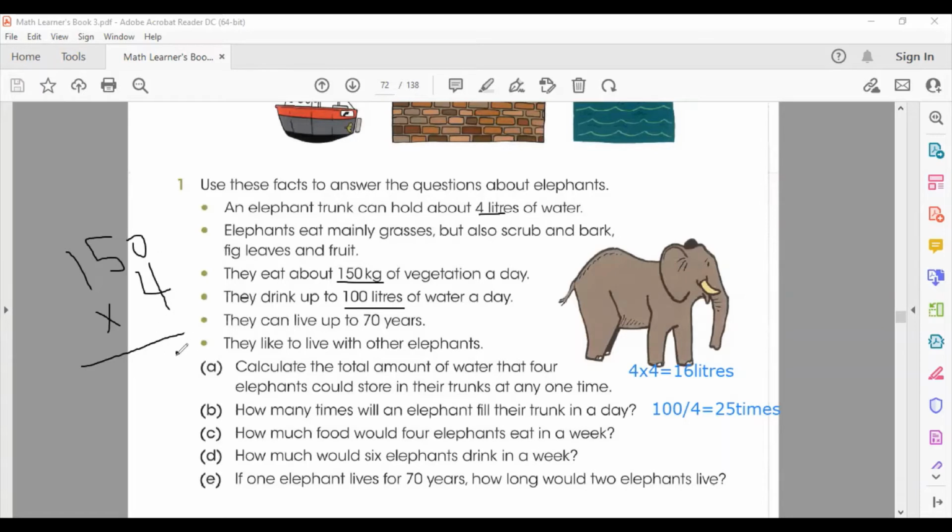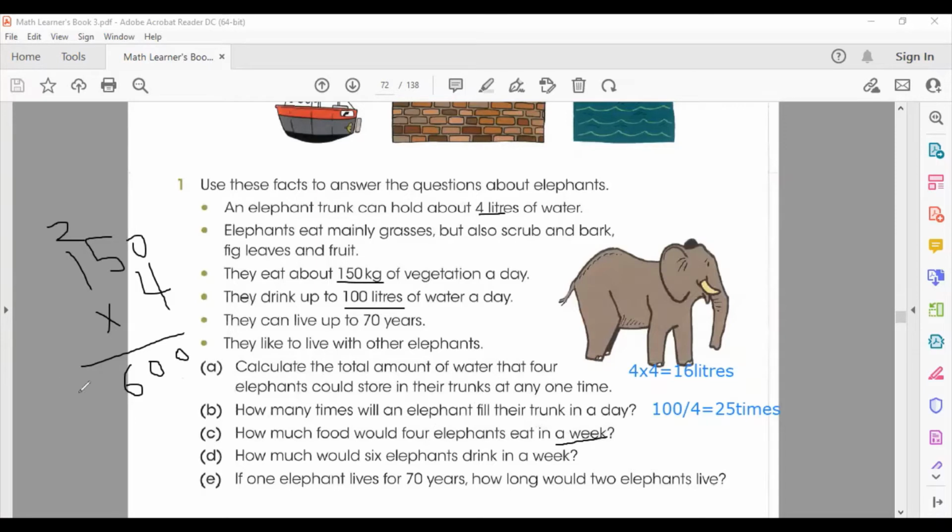If we are multiplying 150 with 4: 4 multiply 0, 0. 4 multiply 5, 20. 2 down, 0 down as a carry. 4 multiply 1, 4, plus 2, 6. So 600. This is for one day. 4 elephants can eat 600 kg of food. But we are talking about a week.